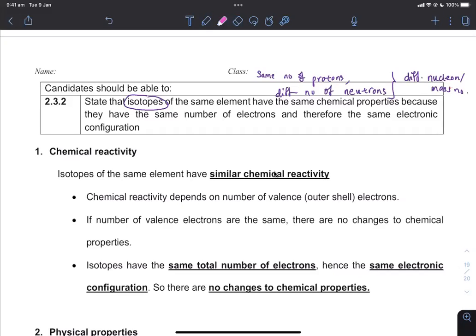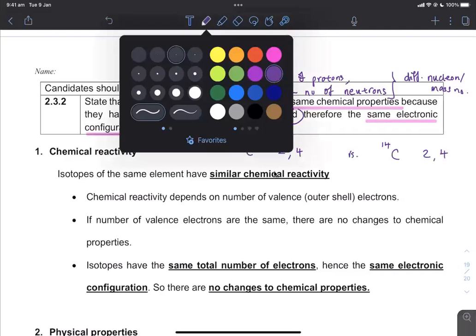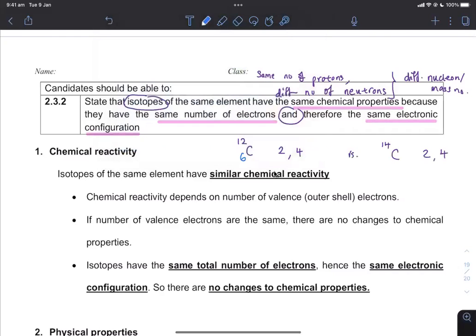But the most important thing is isotopes have the same chemical properties because they have the same number of electrons, and therefore they have the same electronic configuration. For instance, carbon 12 has the electronic configuration 2,4. And carbon 14 also has the electronic configuration 2,4, because both of them are different atoms of the same element. They have the same number of protons, which is 6 and 6, as you could get from your periodic table.